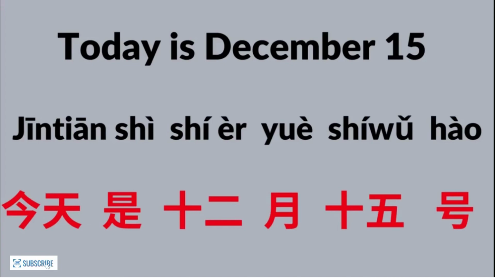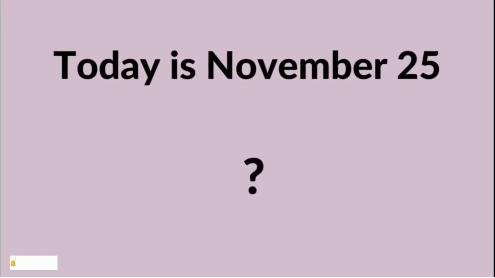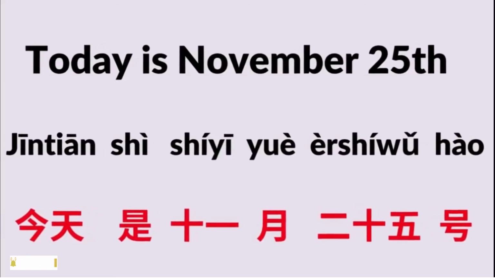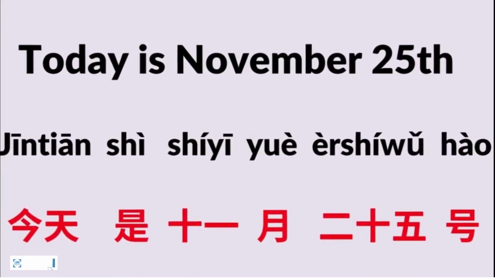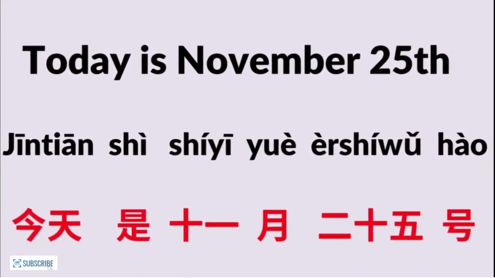Let's take one more example. Like today is November 25. How to say in Chinese? We can say 今天是11月25号. 11 means November, 25 is the date. 11月25号, November 25. 今天是11月25号. Today is November 25.